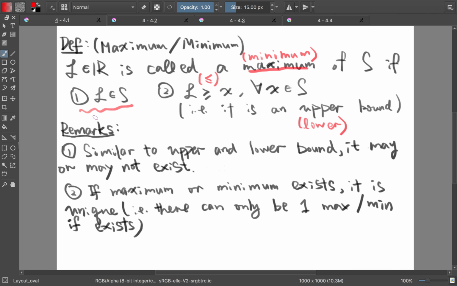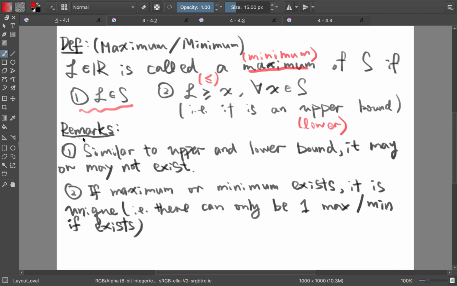So similarly, we can define what minimum of S means. Minimum of S means, first, we still need this number to be lying inside the set. Second, we need the number to be smaller than or equal to X for all X inside S, which means it is a lower bound.